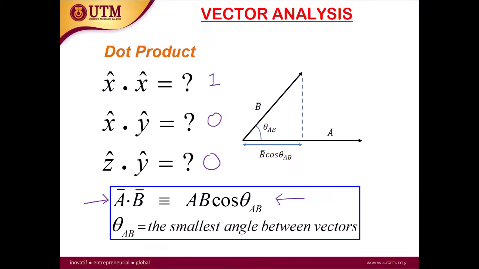A·B = |A||B| cos theta AB, where theta AB is the smallest angle between the vectors. That means for the dot product, we should multiply two vectors which are parallel. The vectors must be parallel. So we have to change the B here into this direction.